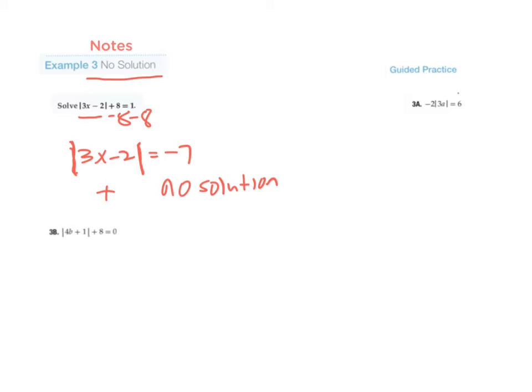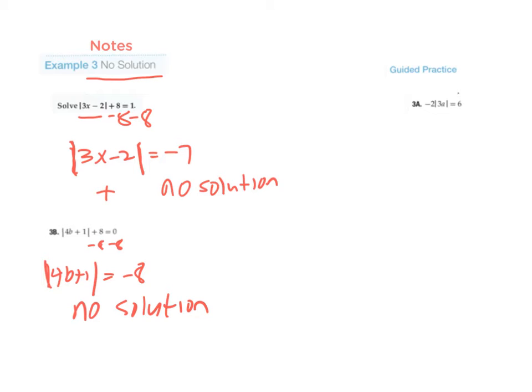So let's look at this next problem down here, letter B. I'm going to subtract 8. Once again, the same thing is going to occur. I'm going to get a negative answer with my absolute value of 4b plus 1. And because of that, it's no solution, because an absolute value can never equal a negative number.